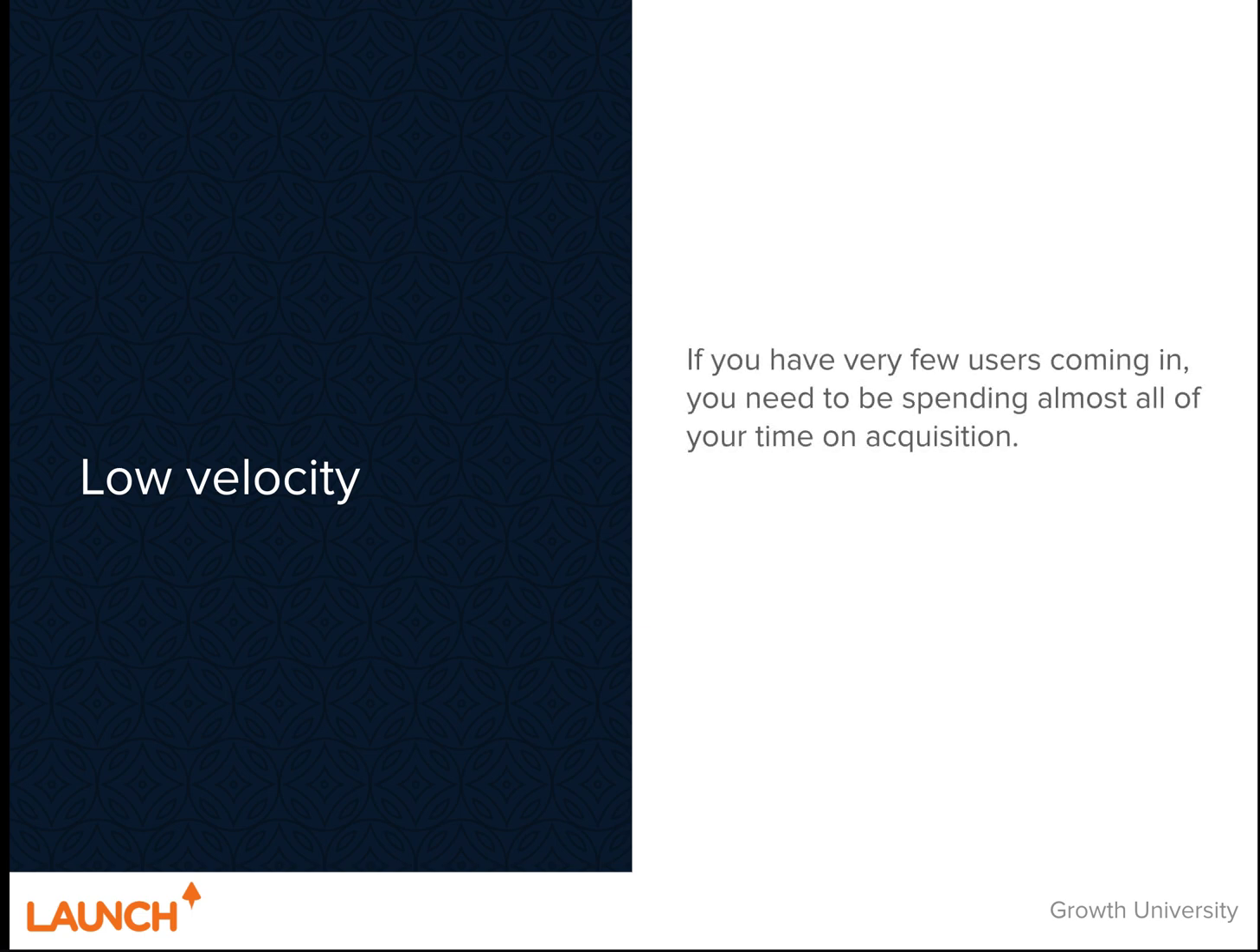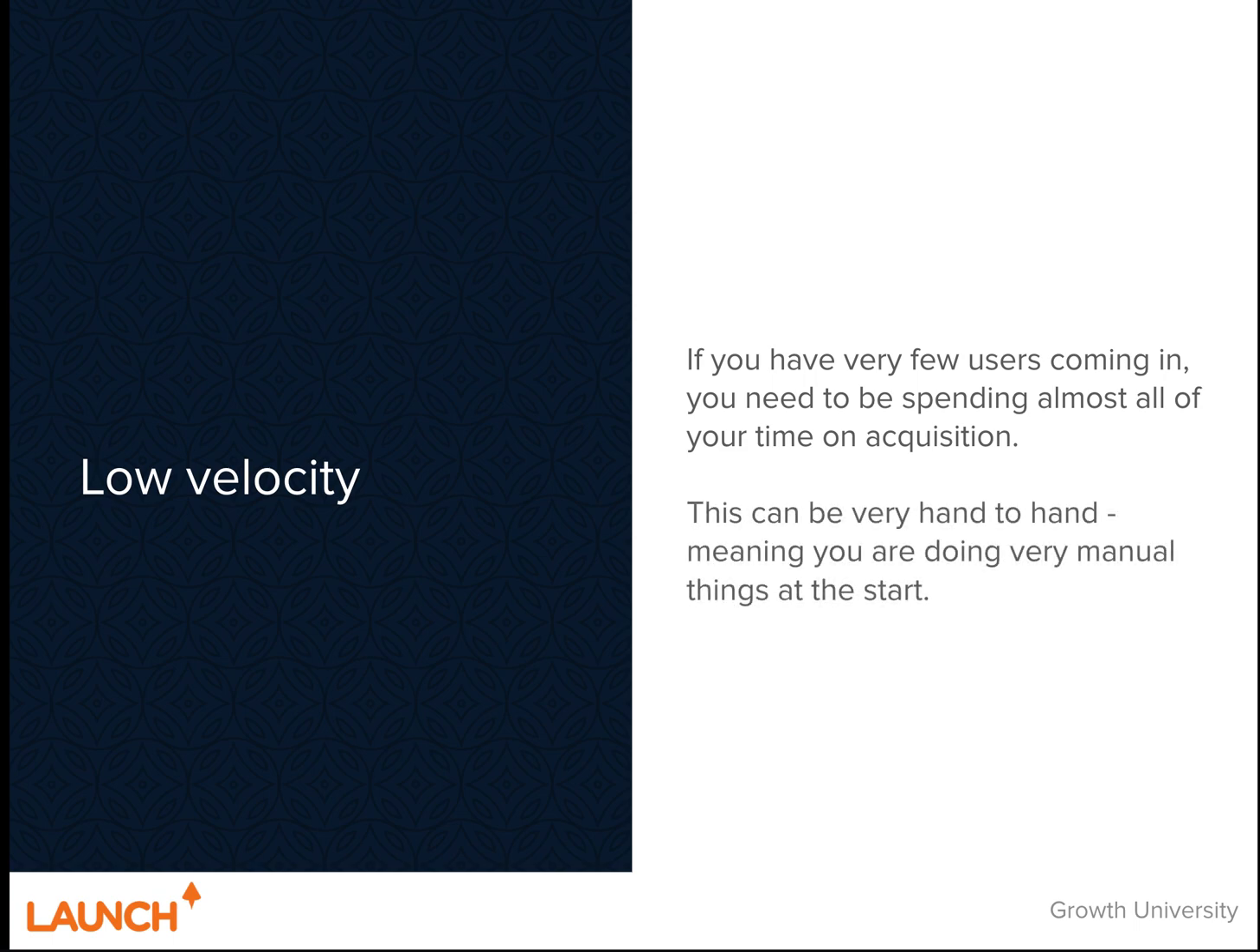Now, if you've got low velocity, which means you've got very few users coming in, it's a trickle of users, or maybe you're a B2B platform that's really expensive and it just takes a lot of time to onboard somebody or to get them kind of through that purchase window, then you need to be spending almost all of your time on acquisition. Because if you don't ever get people into your product, then the product doesn't really have that much value. So this can be very, very hand to hand. This means that you're going to do very manual things at the start.